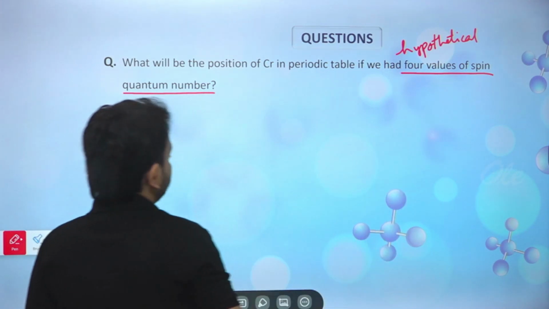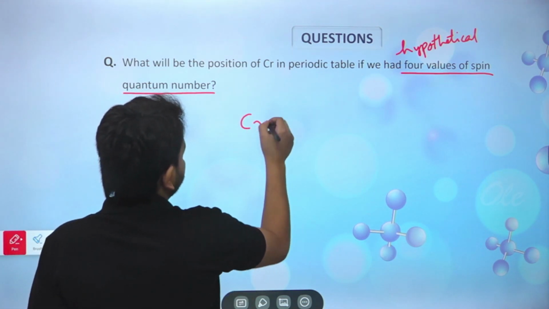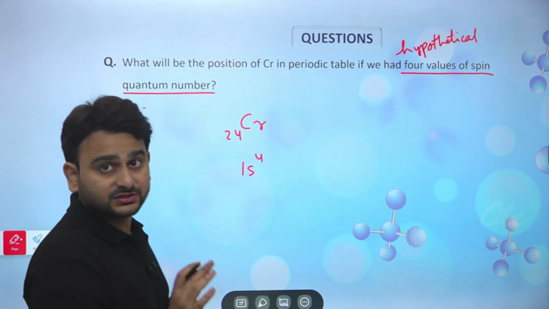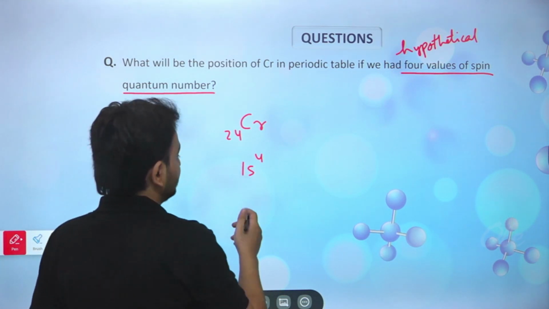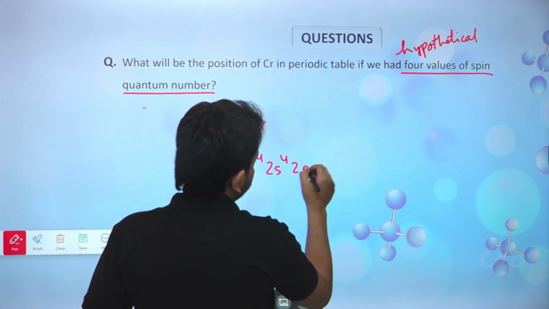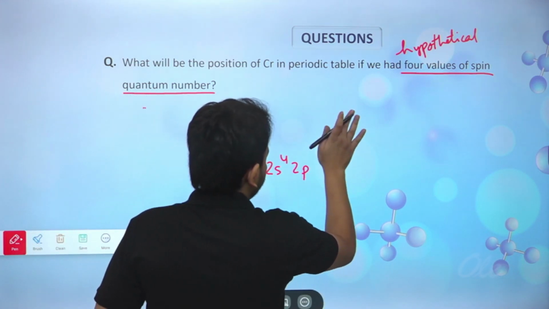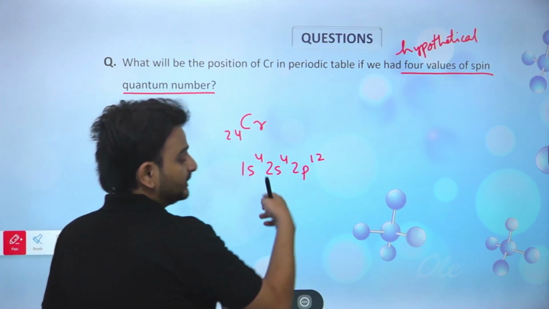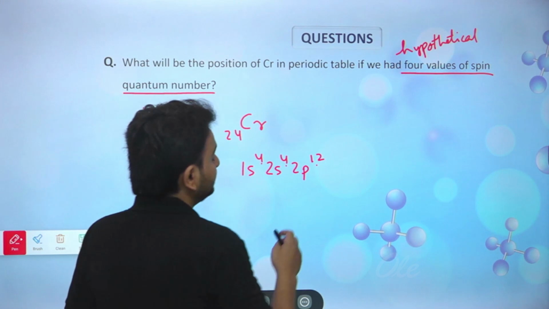If we write the electronic configuration of chromium in this hypothetical case, chromium we know has atomic number 24. So it will be 1s4 now, as 4 electrons can go in it. First shell does not have any p subshell. Then there will be 2s4. Then 2p6? No, this will be 12, because there are 4 spins instead of 2 spins earlier, so it will double. So now we have got 16 electrons covered.